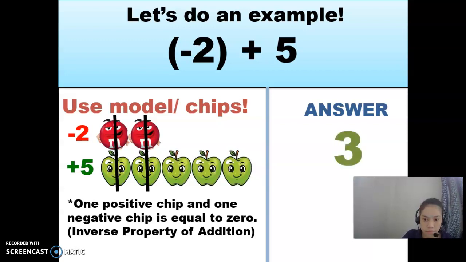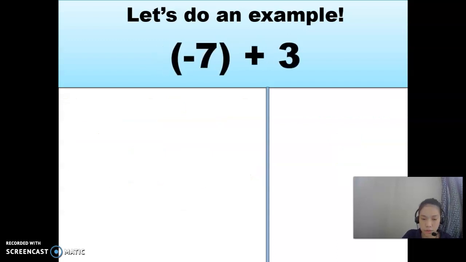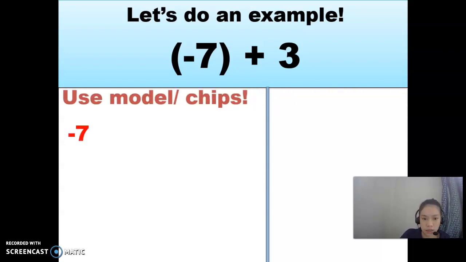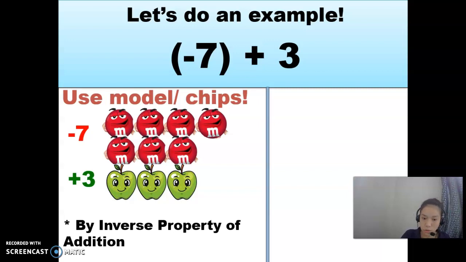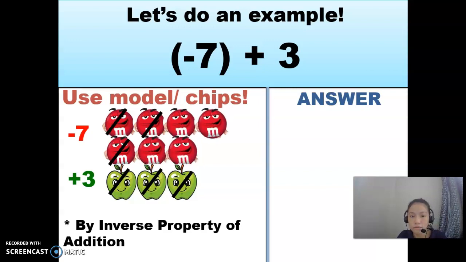Next. Okay, so negative 7 and 3. So, look at the sign. Negative 7, positive 3. So we will apply the inverse property. When you add the opposite of a number, it will give you 0. So the remaining is negative 4. There are 3 red, then positive 3, so 3 green, which will give you 0. So the answer is negative 4.